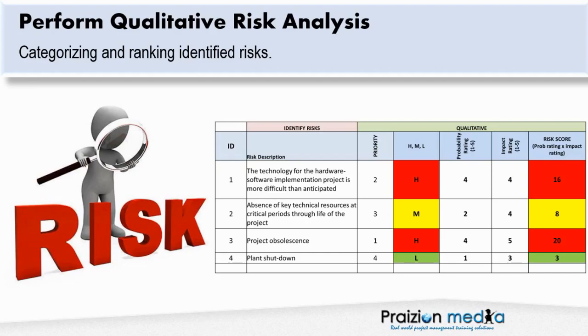And we do this by using something called a risk score: a probability rating of the risk on a scale, an impact rating of the risk on a scale, multiply those two, and you get a number. As you can see here, we've got a 16. That is the second highest risk. The highest one is 4 times 5, a 20. So a risk with a higher probability and a higher impact is likely to be on our higher priority list for treating the risks. So our main goal here is to categorize and rank identified risks.